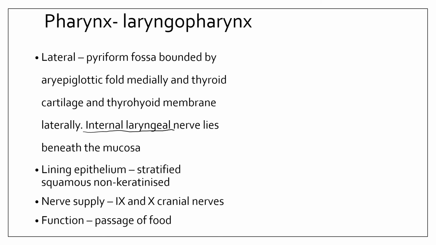So when you are doing some procedure in this pyriform fossa, you have to be careful, otherwise this internal laryngeal nerve may be damaged, and this is carrying sensory fibers from larynx, which may lead to anesthesia of the larynx. It is lined by stratified squamous epithelium, and nerve supply is through glossopharyngeal and vagus nerve, and it acts as a passage for food. So this is laryngopharynx.